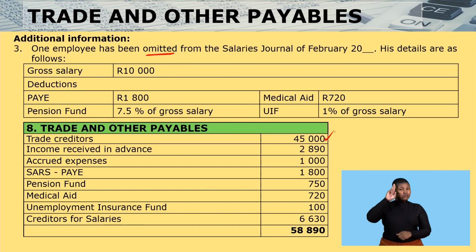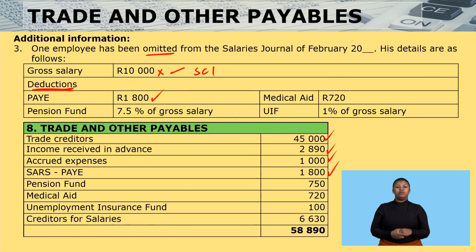Remember, we got this from the list of balances. We have already done the income received in advance as well as accrued expenses. So I will begin off. I will not record the gross salary. The gross salary goes into your statement of comprehensive income. In my statement of financial position, I will record first PAYE. So I'm focusing on my deductions. I'll come to my PAYE, then I say 1,800. Pay as you earn. Here's my 1,800. So we owe that one.